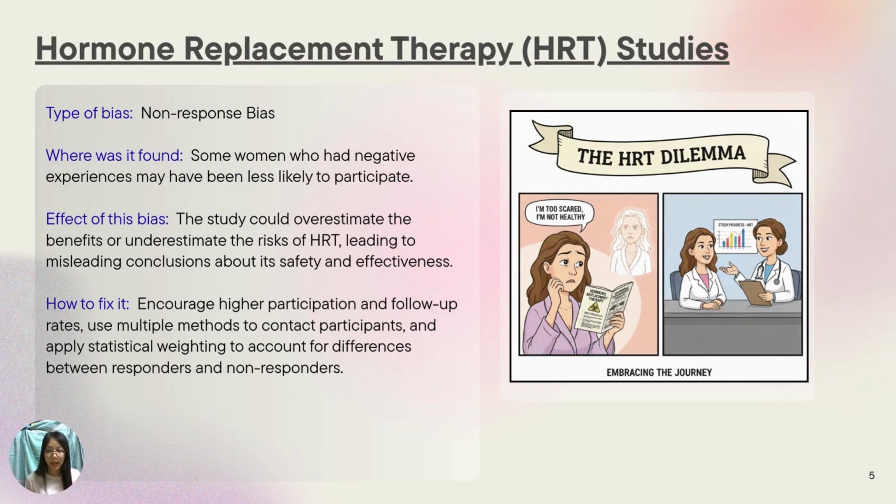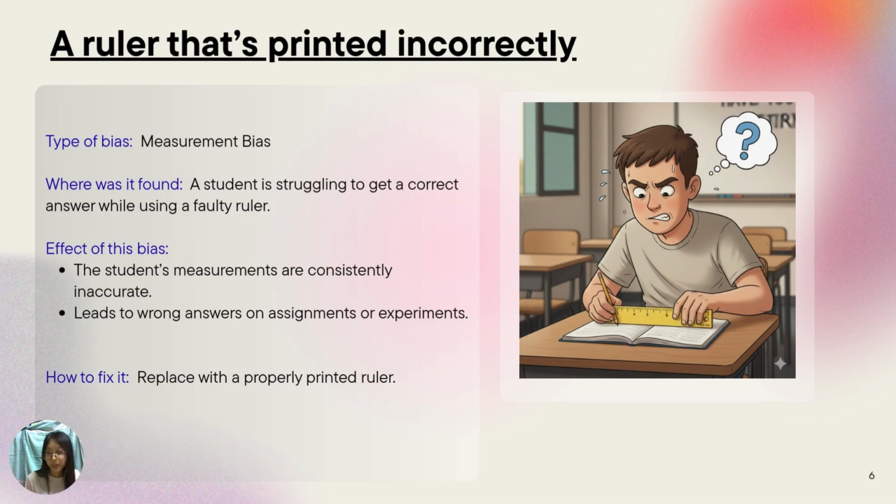Okay. Lastly, we have a ruler that's printed incorrectly. This is the example for measurement bias. So where was it found? In the measuring instrument itself, the ruler, for a student in physics class who wants to find an accurate answer for the radius of a circle, maybe an arc. The effect of this bias is that all measurements are systematically wrong as the printed ruler has errors. This leads to inaccurate data and wrong conclusions in experiments or projects that he has to do.